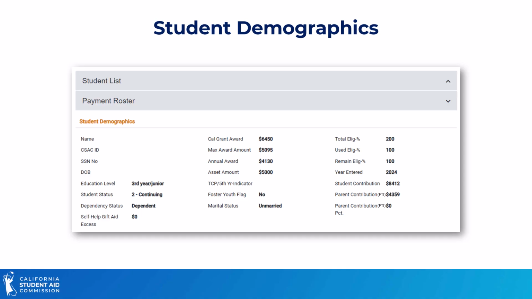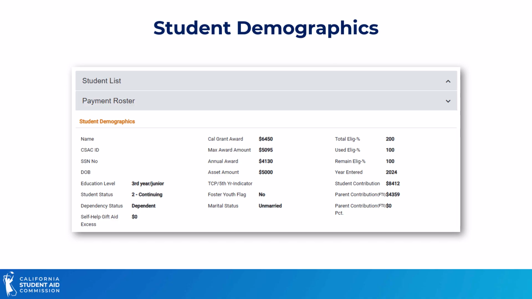Now let's deconstruct the MCS display roster page for an individual student. Use this screen to post payments and make corrections. We will look at the entire screen in detail over the next 3 slides. At the top, you will see the student demographics section.